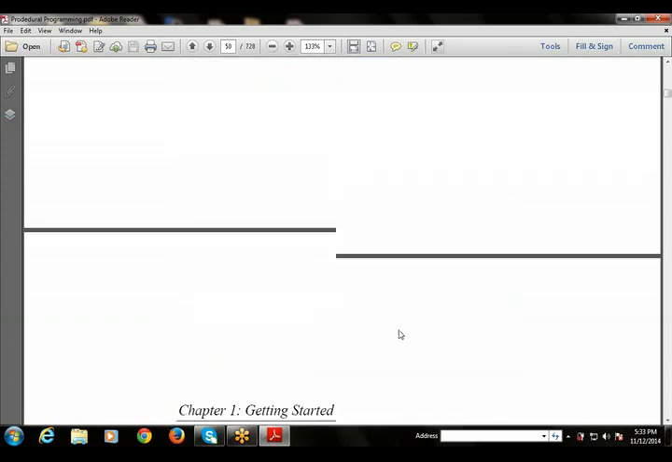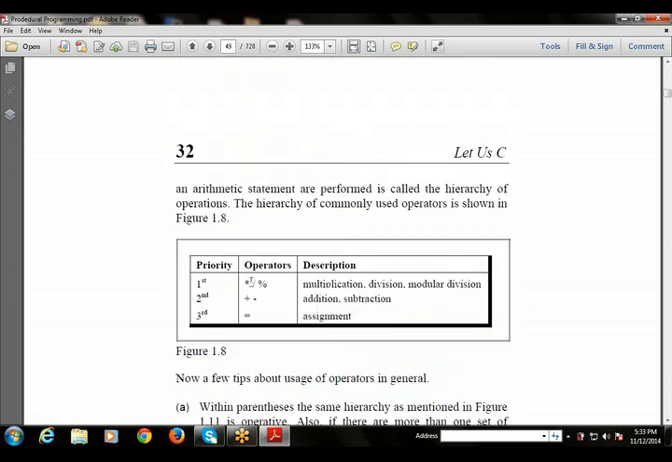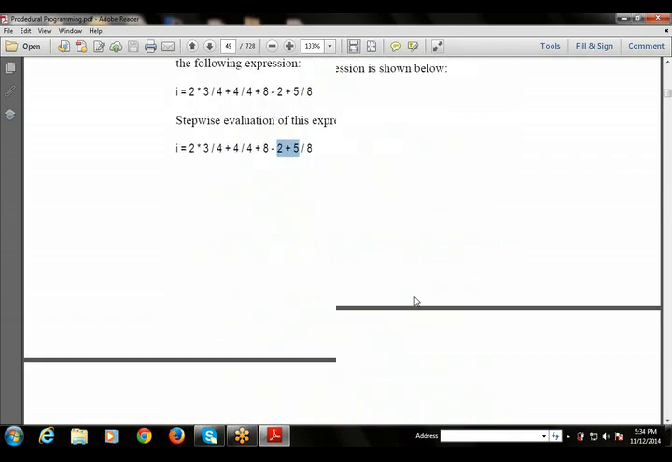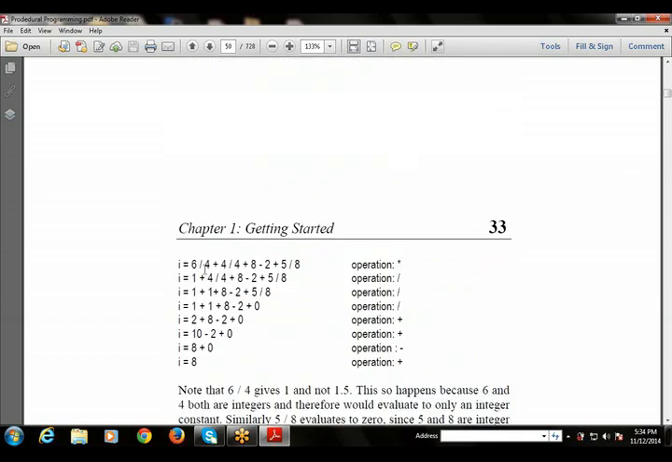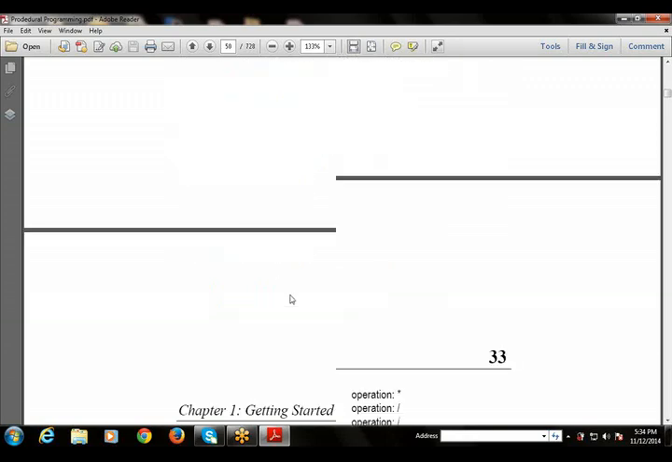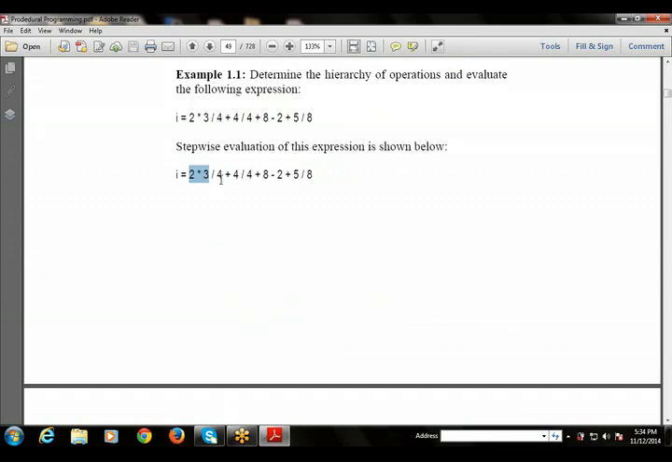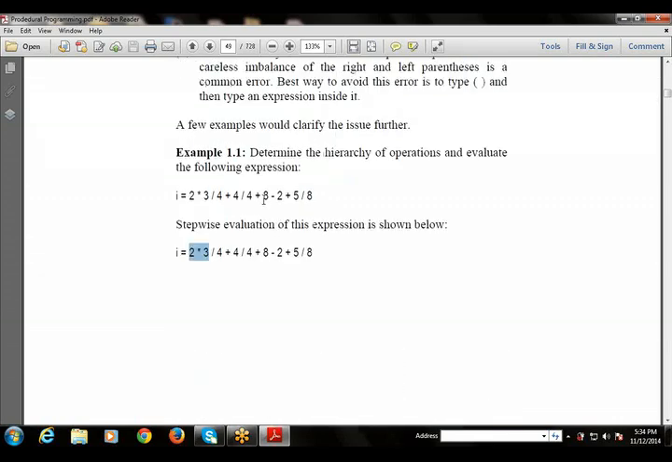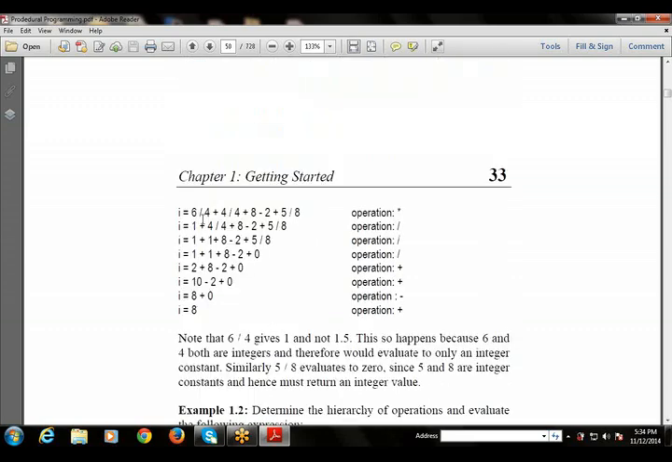Now, first of all, there is a hierarchy. First there is multiplication, then division, then modulus. So first of all, multiplication is done. Only this will be done. That is, 6 divided by 4 plus 4 divided by 4 plus 8 minus 2 plus 5 divided by 8. The same expression, only multiplication is performed.